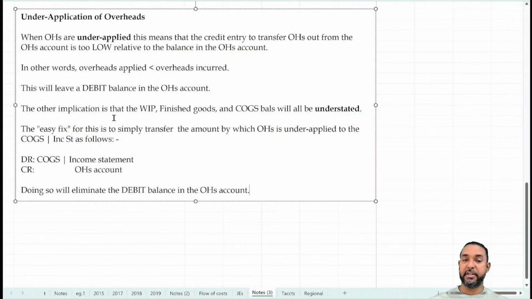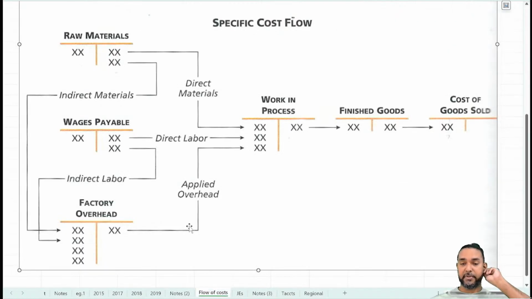The other implication is that work in process, finished goods, and cost of goods sold balances will all be understated. If you didn't transfer enough out from overheads, you're not going to have enough in work in process, finished goods, or cost of goods sold. So all of those balances will also be understated.